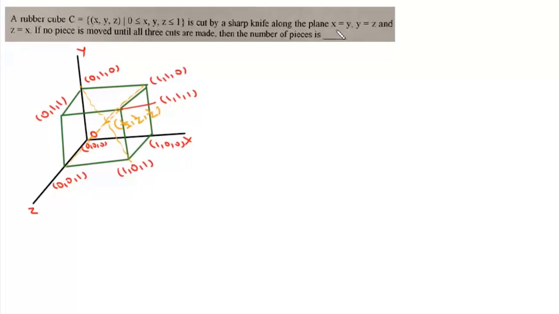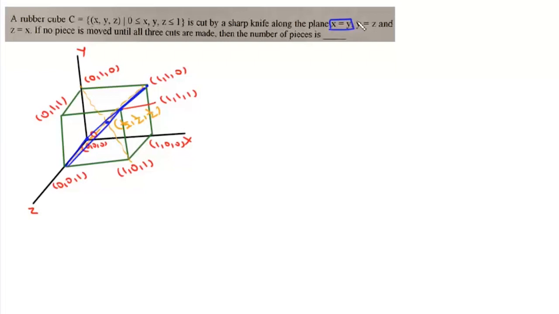Now in the first part, we have made a cut by a sharp knife along the plane x equals y. Now x equals y will pass through origin. It'll pass through this point 1, 1, 1. It'll pass through this 1 by 2, 1 by 2, 1 by 2. It'll pass through this 1, 1, 0. And it'll also pass through this 0, 0, 1. So we have made this cut along this plane. So now we have divided this entire cube into 2 parts.